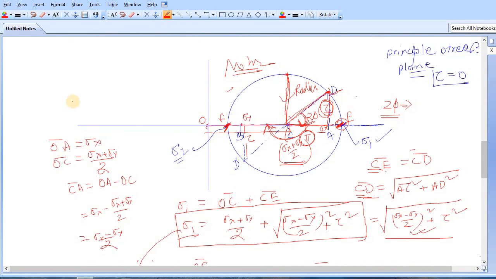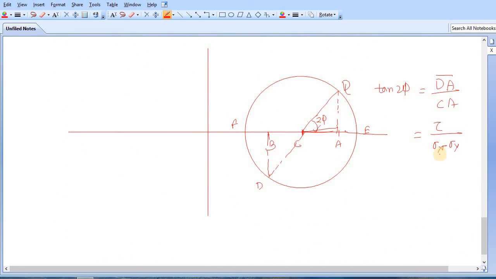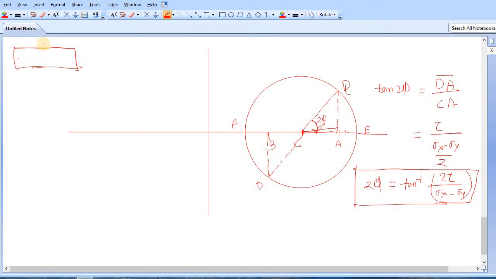CA is coming as this one, sigma x minus sigma y by 2. So your 2 phi is coming as tan inverse of 2 tau by sigma x minus sigma y. So you have also found out the location of the principal plane. Now you can simply rotate this plane for phi degree in the actual figure here, in a clockwise manner. You will get this one for sigma 1, and again rotate this for another pi by 2. You will get another principal plane.